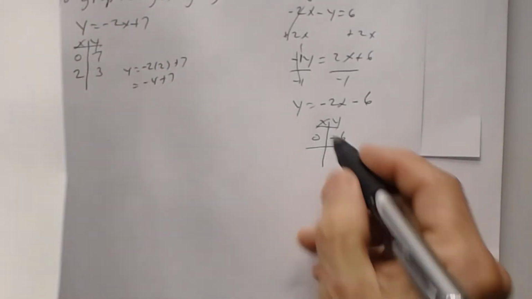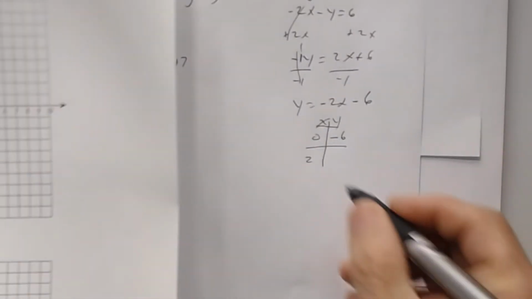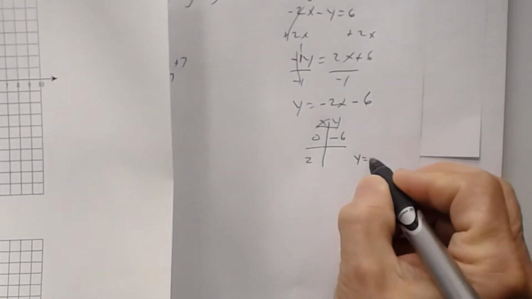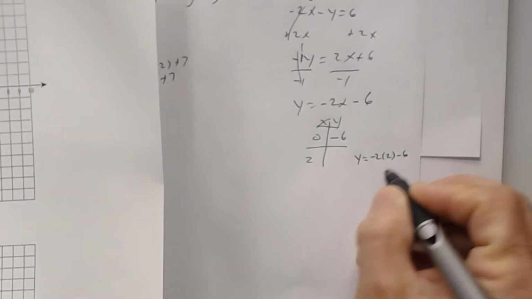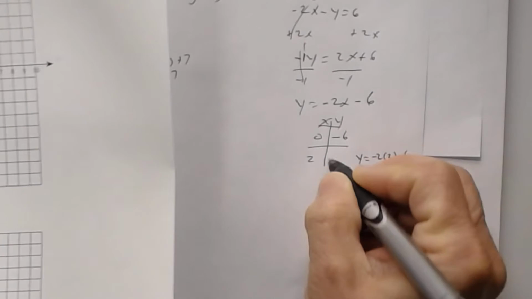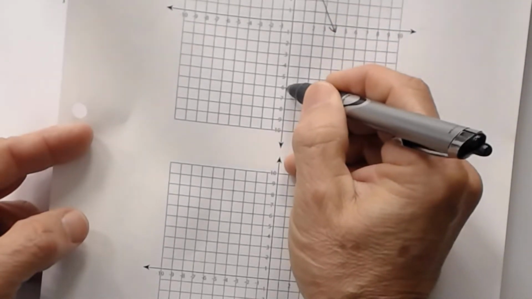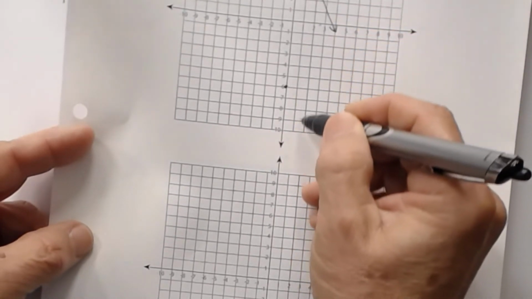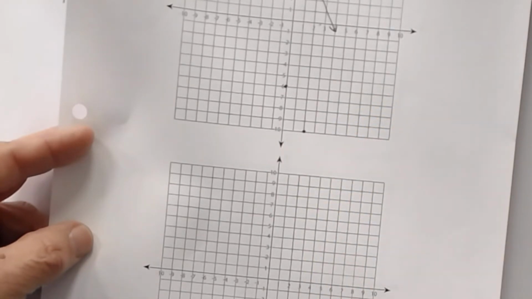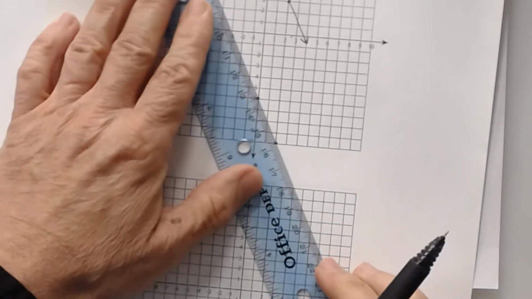Okay. If x is, let's say, 2 again. Well, 2 is fine, because it'll fit in here. So if x is 2, I get y equals negative 2 times 2 minus 6, which is negative 4, and negative 6, which is what? Negative 10. All right, so I plot the point 0, negative 6, and 2, negative 10. Okay, and so I'm going to draw the line.